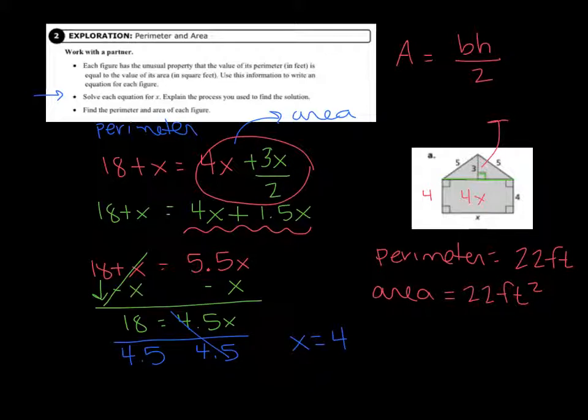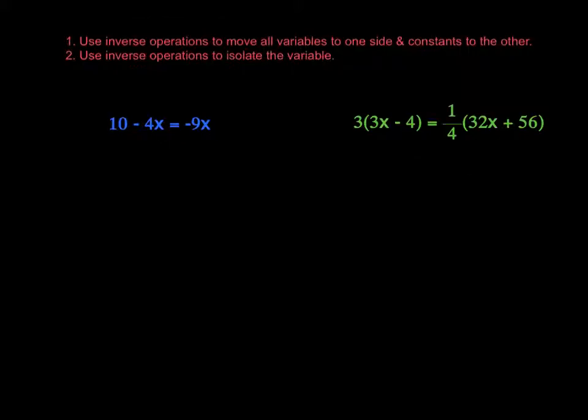Now on the next slide, I'm going to do 2 more problems, just reviewing solving equations with variables on both sides in case you have any questions about that, because we're going to spend another day on it, but I want to make sure you understand. So what I've done here is I've put the steps for solving these, and I'm going to go through them as I solve. So step 1 is to use inverse operations to move all your variables to one side and constants to the other. Remember, constants are numbers without variables.